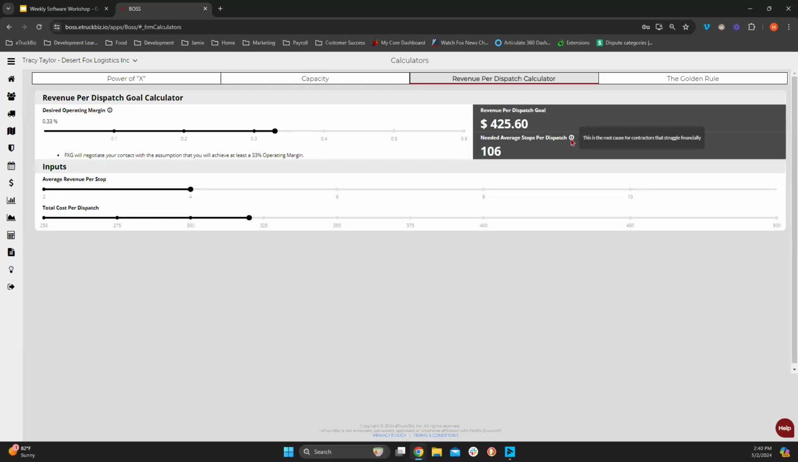That number is a great number, like Ken was saying, to have your managers live by. If they know their absolute minimum is they have to at least get 106 stops on every single truck that drives out of that terminal, that's a number they can live by. Now, that doesn't mean they can't go over that number by any means. They can absolutely.